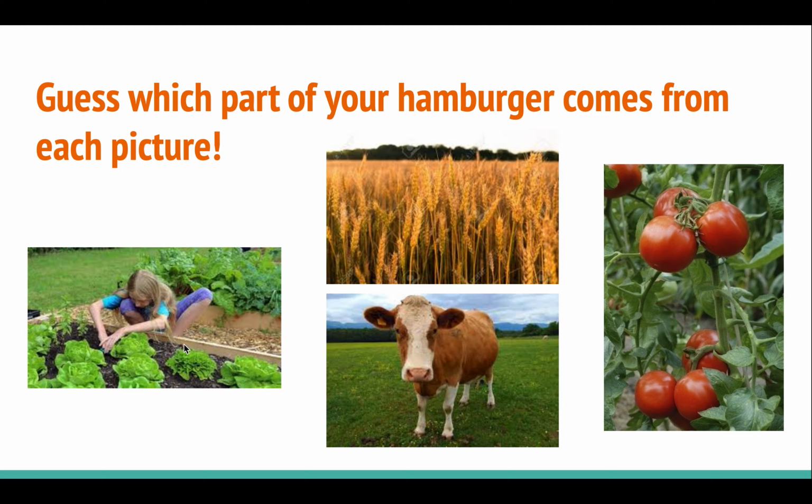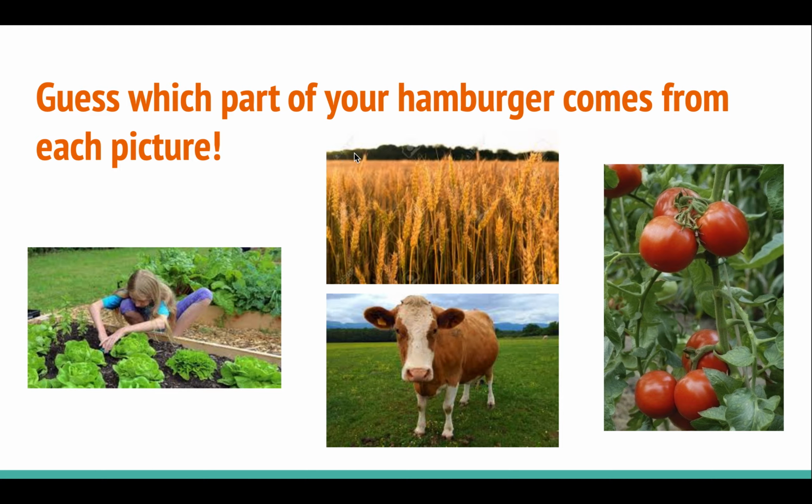So let's start over here. We have this young child working in a garden. What do you think that they are growing? Which part of the cheeseburger would this be? Pause the video, think about it. Yes, this would be the lettuce. The lettuce is growing right here. And where is the lettuce growing? It is growing in the soil. So we have the lettuce, which is which food group? Yes, a vegetable. So we have the lettuce growing in the soil, and this is the vegetable.